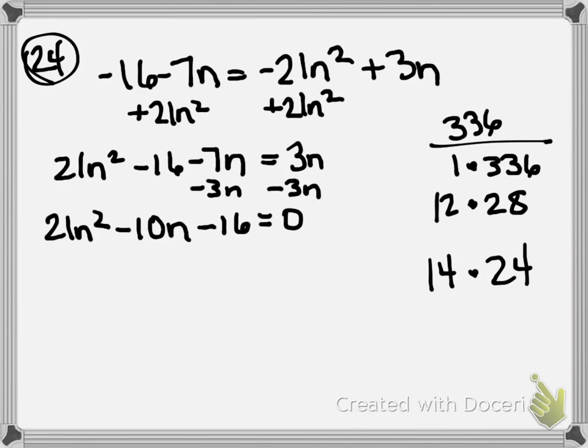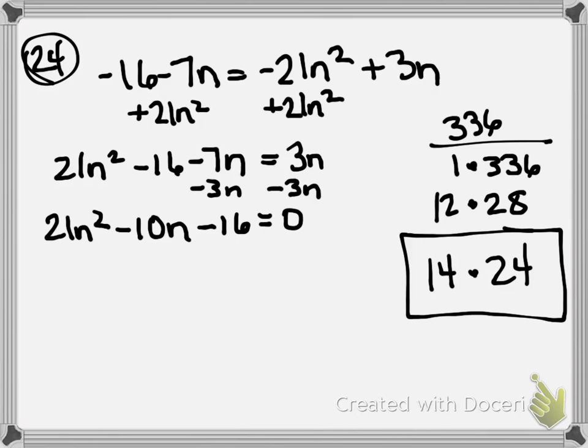When I got to 12 and 28, the difference between them is 16. I'm trying to get to 10. They're still not close enough together. Now, you could have done 336 divided by 13 and then divided by 14. I went the opposite way. I was going to shrink this second factor. Either way will get you there. 14 and 24 definitely have a difference of 10.